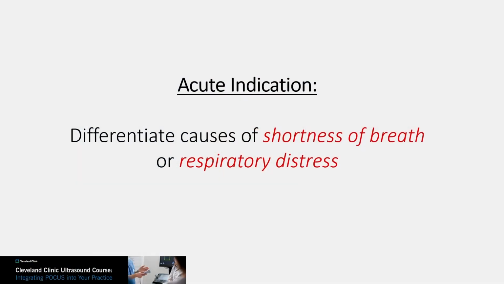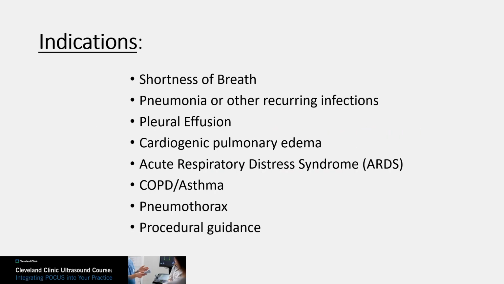Lung ultrasound can be very useful, especially in the acute indication of a decompensated patient. This applies to differentiating causes of shortness of breath or respiratory distress. Other indications that may not be quite as pressing include shortness of breath if you're suspicious of a pneumonia or other recurring infections, a pleural effusion, cardiogenic pulmonary edema, acute respiratory distress syndrome or ARDS, COPD and asthma, pneumothorax, or it can be used for procedural guidance such as a thoracentesis or chest tube placement as well.